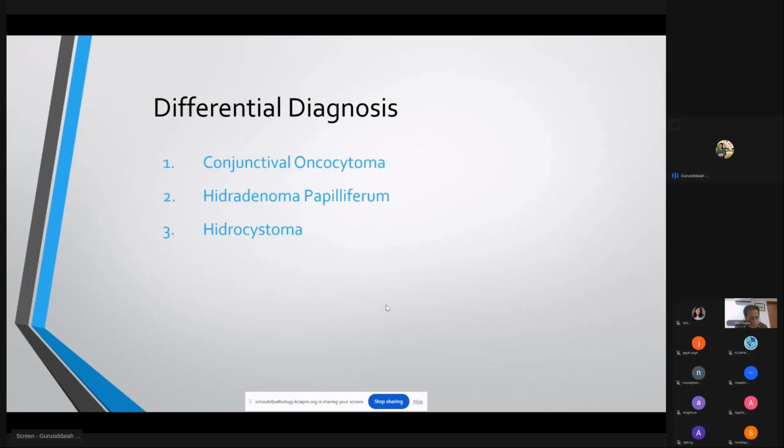For the second differential, hidradenoma papilliferum, the epidemiological factors actually go in hand with the diagnosis: 30 to 80 years is the age group, and there is a female preponderance here as well. The histological factors are a well circumscribed tumor with eosinophilic cytoplasm and luminal tall columnar cells. Decapitated secretions are seen focally.